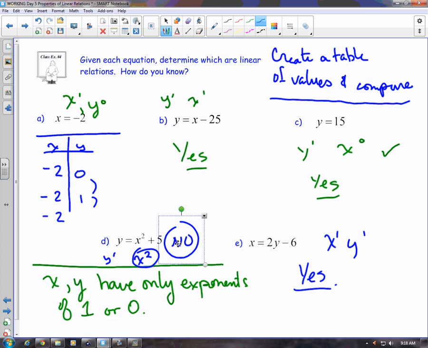Okay, so that's just quickly looking at an equation, and how can we tell if an equation will give us a linear relation? And the key is right there. If x and y have only exponents of 1 or 0. And so that ends the lesson part on the properties of linear relations.